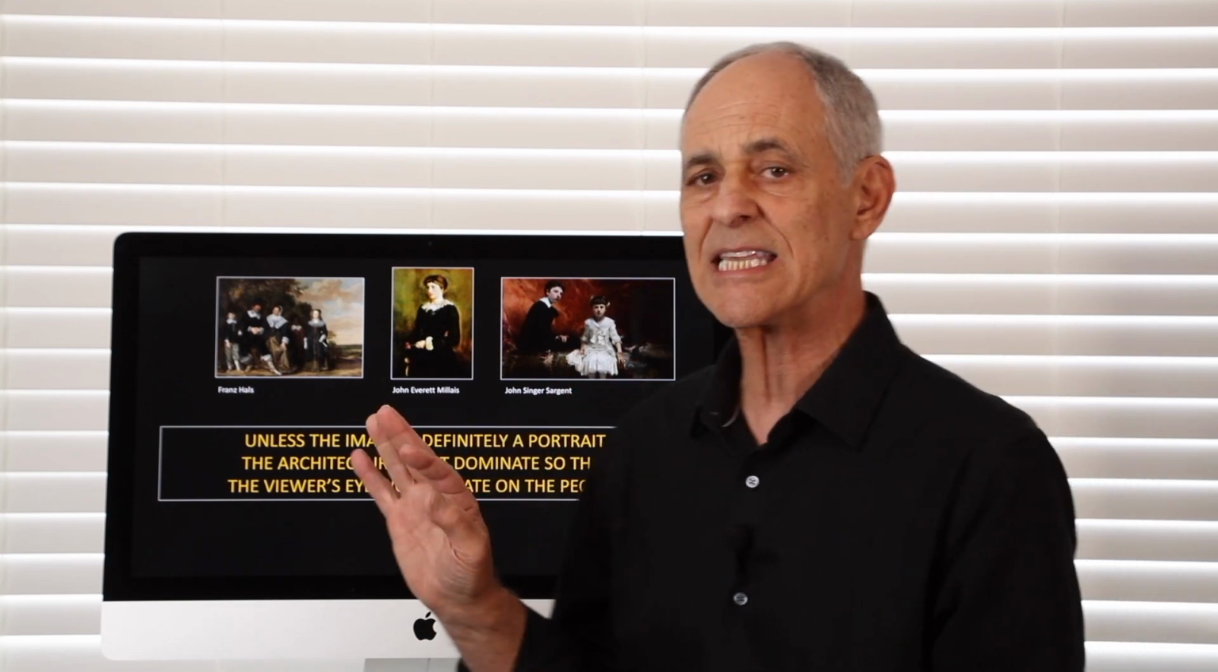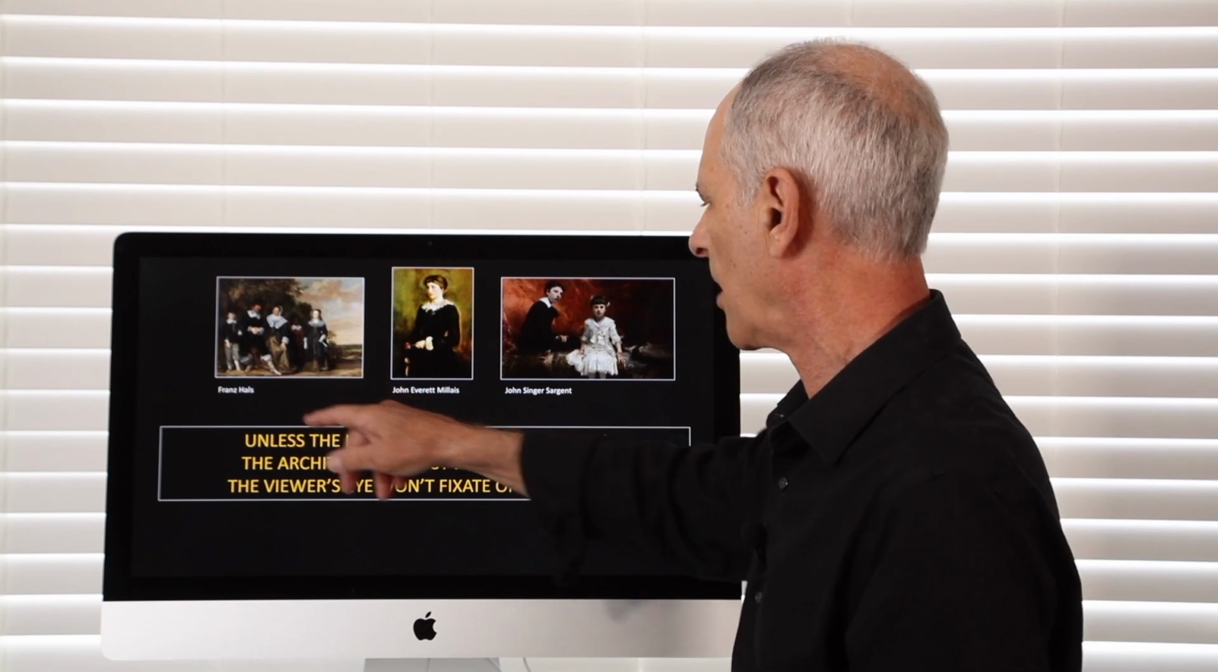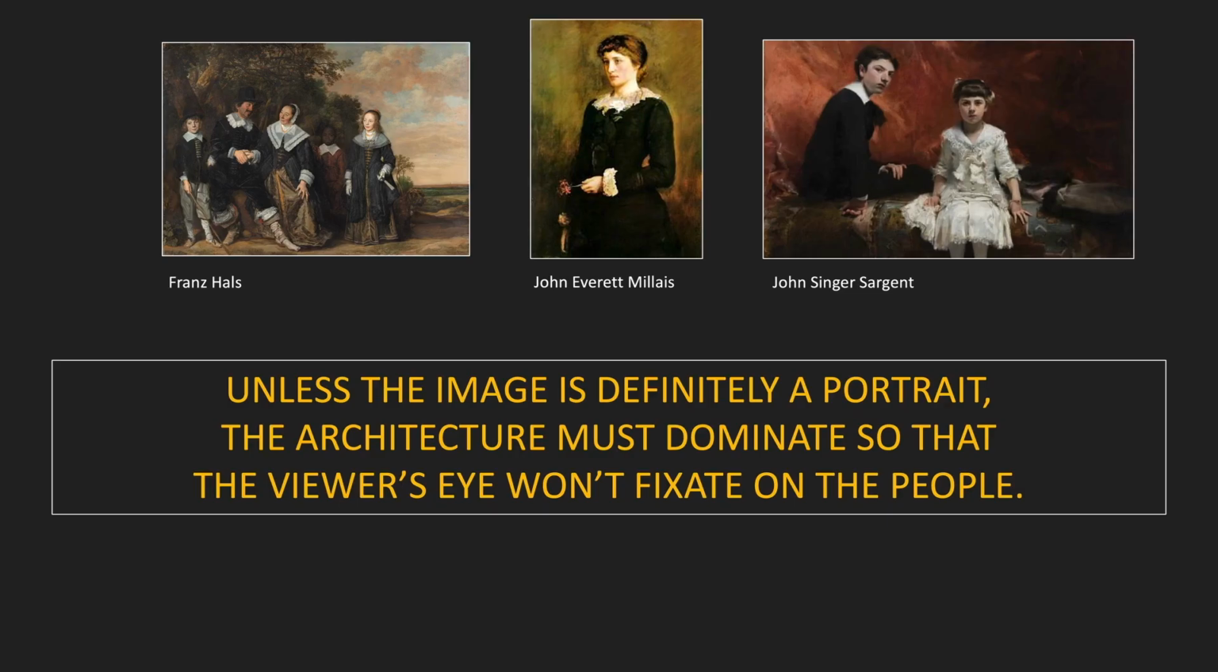Now, unless the image is a real portrait, and here's an image, a painting by Frans Hals or John Everett Millais or John Singer Sargent, unless it's a definite portrait where your eye is meant to fix on the subject of the portrait, the architecture has to have equal dominance. So the viewer's eye, because you're a human being, if there are people in your image, your eye goes to the people, can't help it. So if you are going to include people in your architectural photography, the people and the architecture have to be balanced.